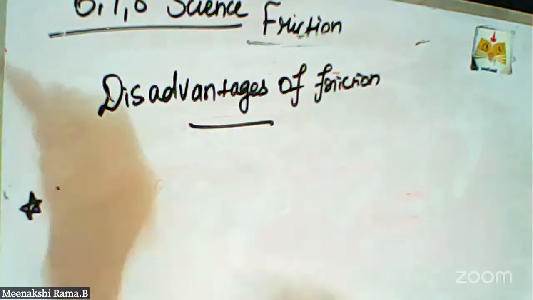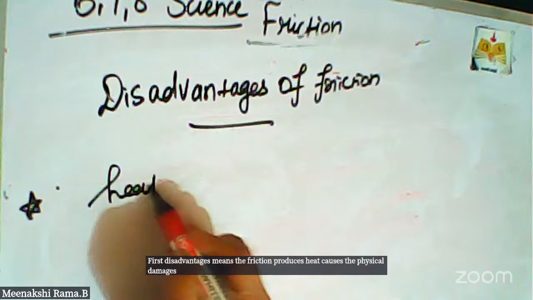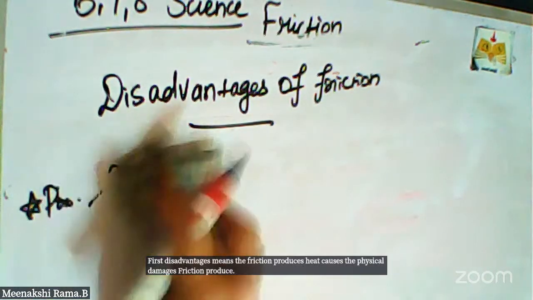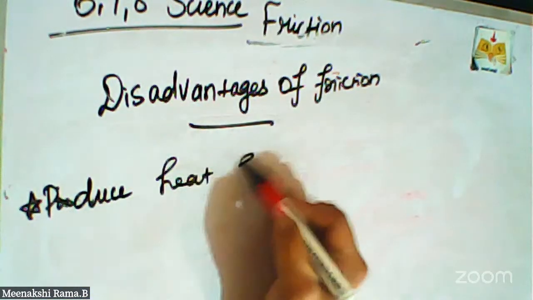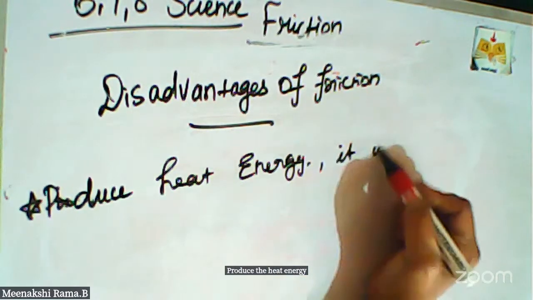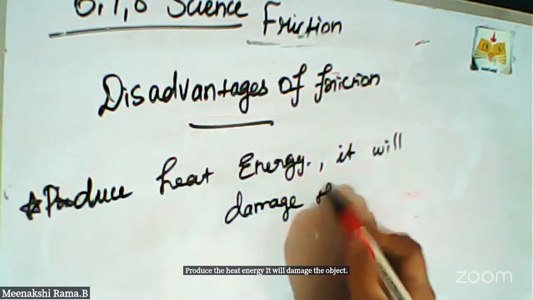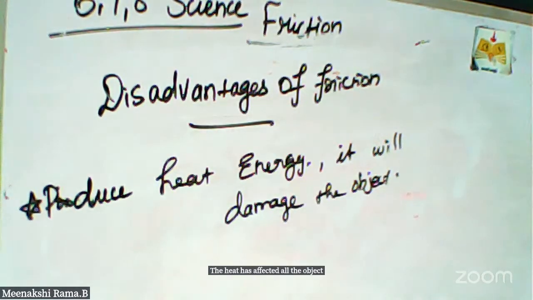The first disadvantage is that friction produces heat, which causes physical damage. Friction produces heat energy. It will damage the object. The heat affects the object. So this is the first disadvantage of friction.